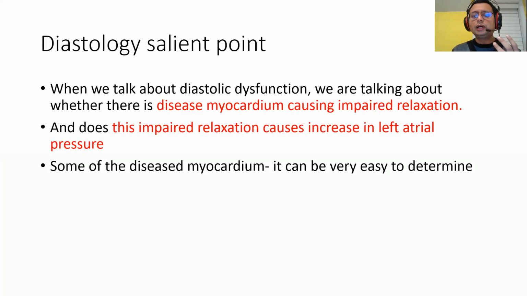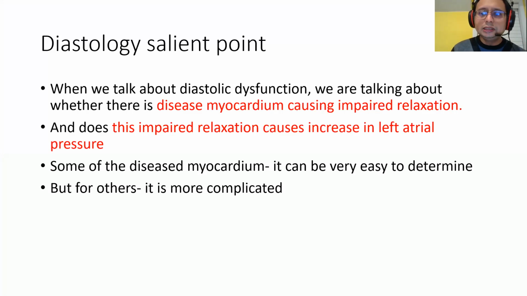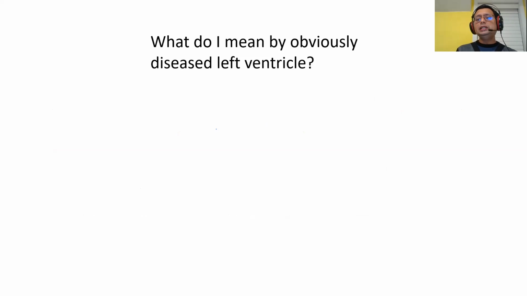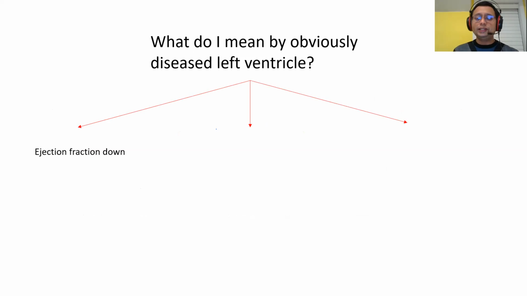Some of the diseased myocardium can be very easy to determine, okay? But for others, it is more complicated. What do I mean by obviously diseased myocardium? With obviously diseased myocardium, we straight away know the patient has diastolic dysfunction, and what we only need to do then is to determine their left atrial pressure. So what do I mean by obviously diseased left ventricle? Number one, someone with low ejection fraction. If the ejection fraction is less than 40%, you know the patient has diastolic dysfunction already.